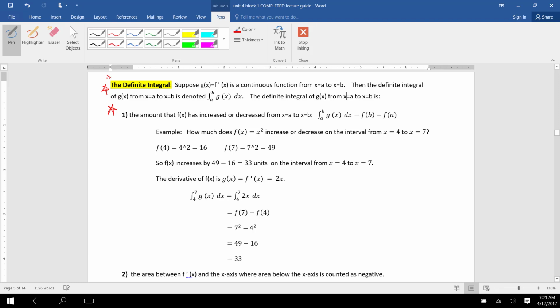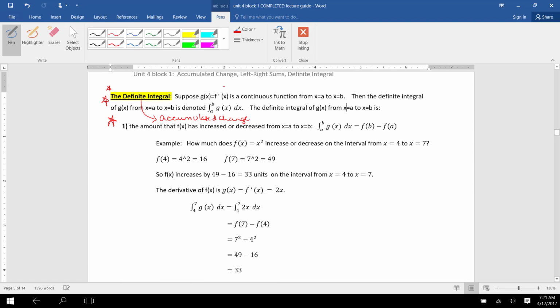Now we're going to actually define a new term called the definite integral. This is really nothing different than what we were doing on the previous pages. The definite integral from x equals a to x equals b is really your accumulated change from x equals a to x equals b. So suppose we have a rate function.